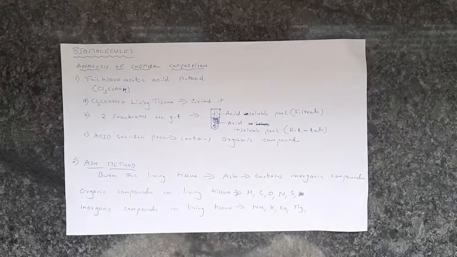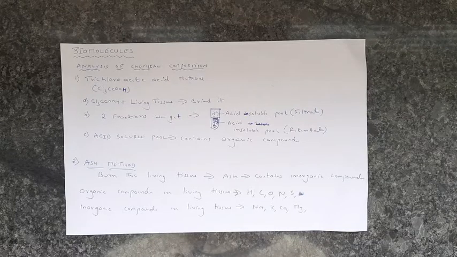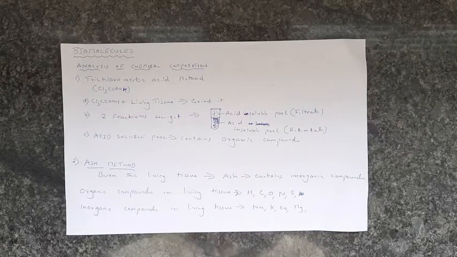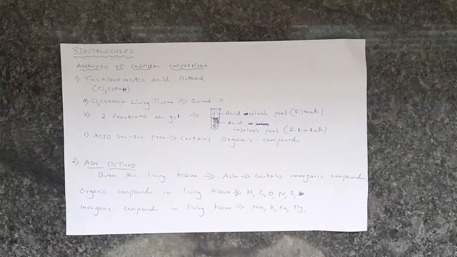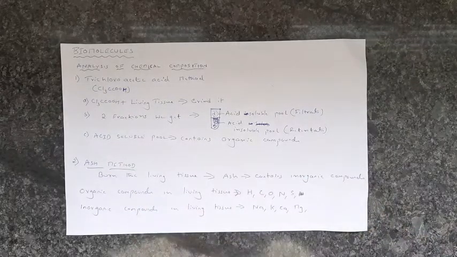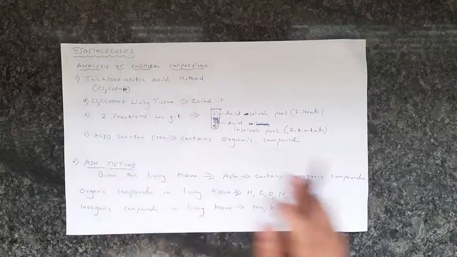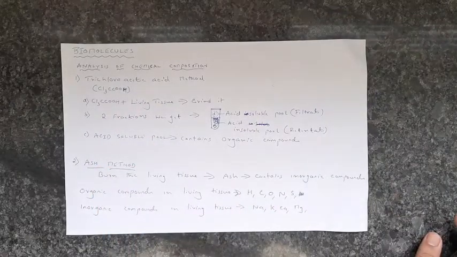Analysis of chemical composition. We know that in a living organism or in a living tissue there will be so many organic as well as inorganic compounds, correct? So how do we analyze or identify what kind of organic material is present in the living tissue? The first method is the trichloroacetic acid method, which is the first method to analyze the chemical composition in the body.